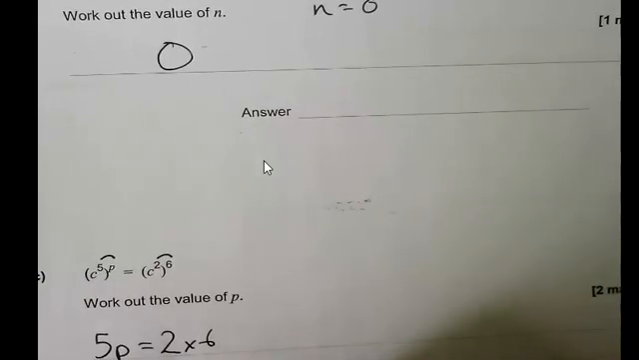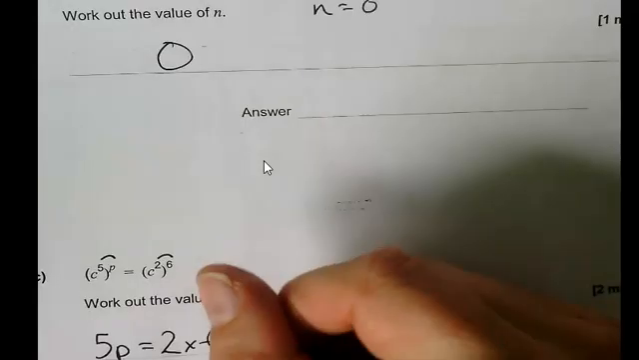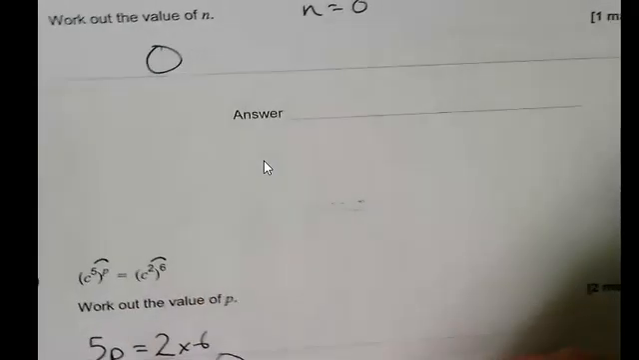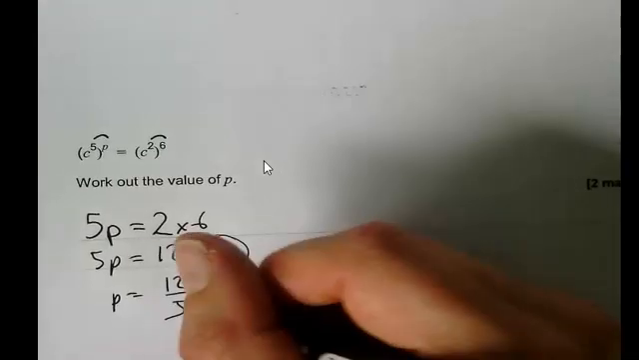Let's see. I know that these multiply together and these multiply together and they are equal. So I've got 5p is equal to 2 times 6. So 5p is equal to 12. So p is equal to 12 fifths. You would get 1 mark if you had this and full marks for 12 fifths. Or if you've got 2.4 or 2 and 2 fifths, that's also fine.